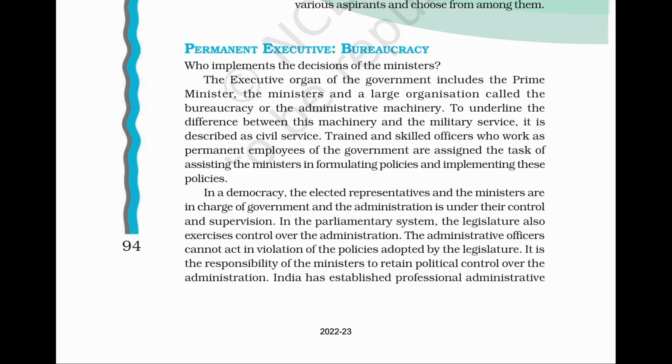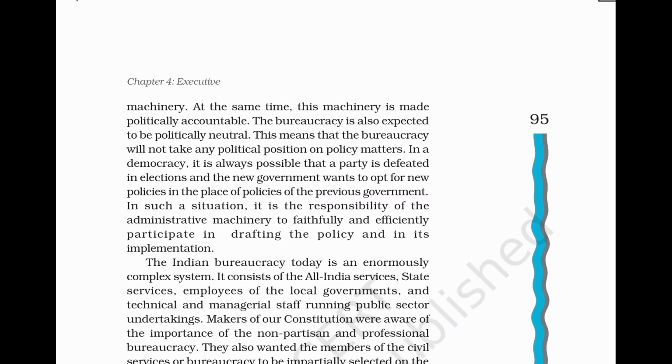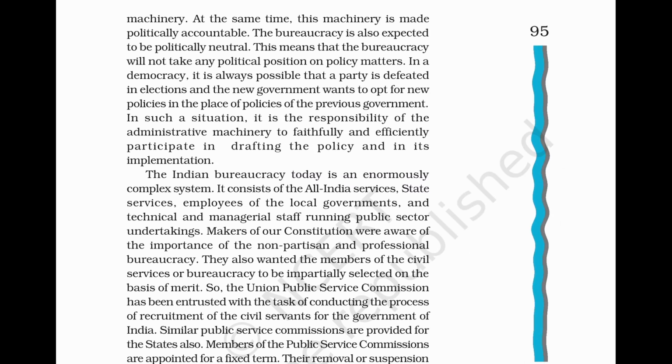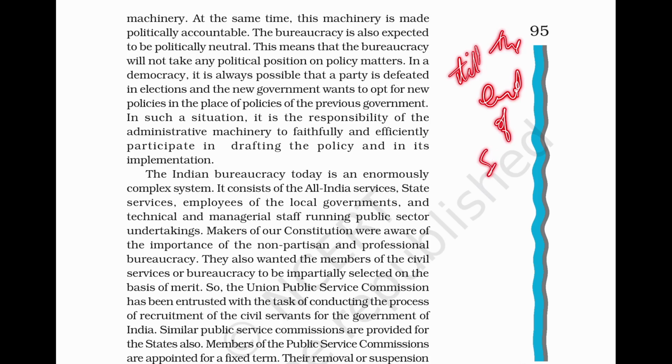So it is very important that we have this professional administrative system, which is taking charge of all the policies, implementation, etc. And they are made politically accountable also. You must have heard this point that the civil servants are not supposed to incline towards one political party. So they are expected to be politically neutral. Why do we say so? Because the bureaucracy will not take any political position on policy matters. See, any bureaucrat's term will be till the end of their service. जो भी उनका tenure होगा, ठीक है, retirement के time तक.